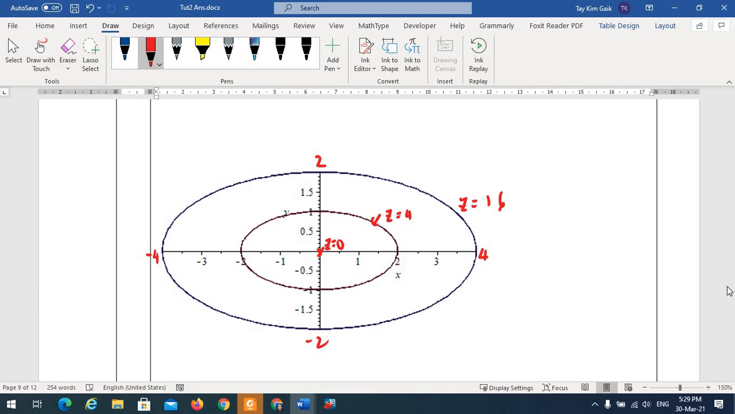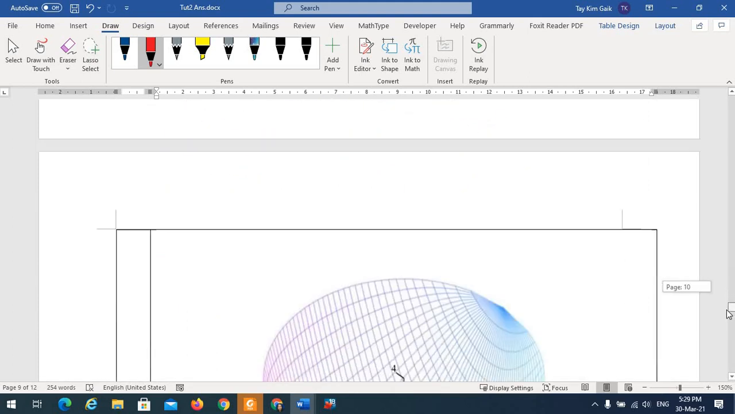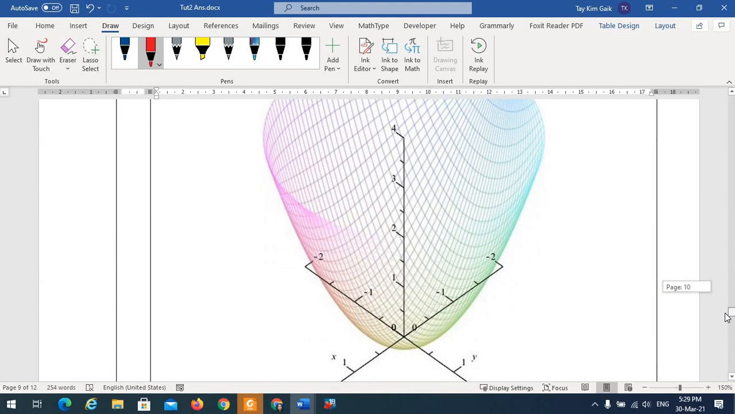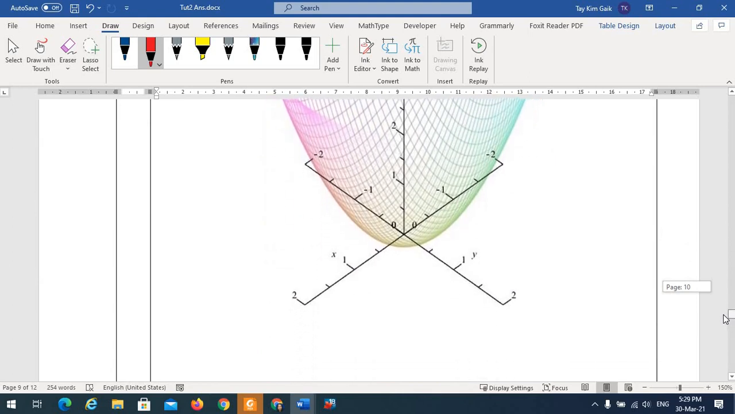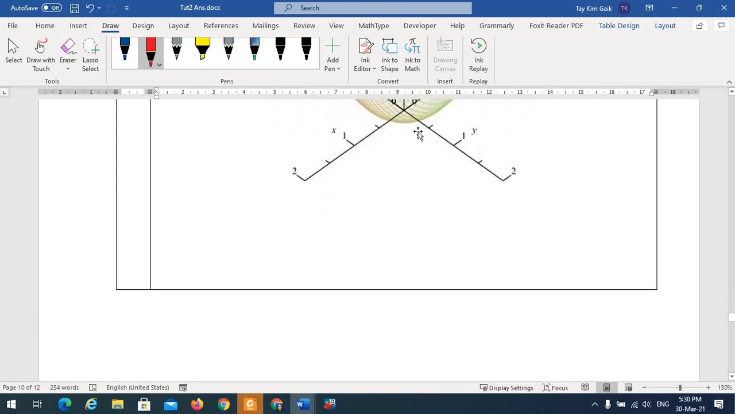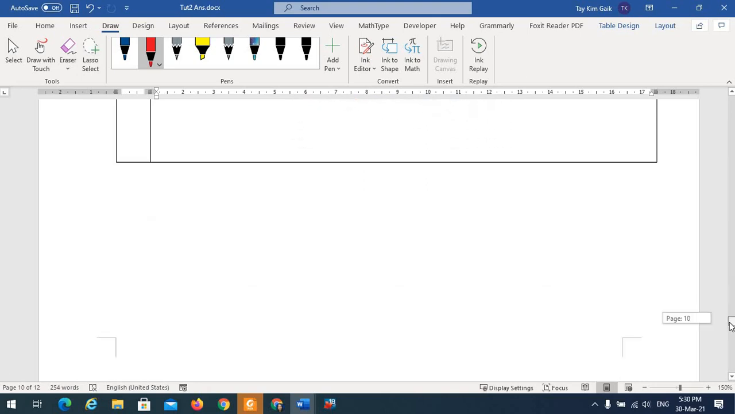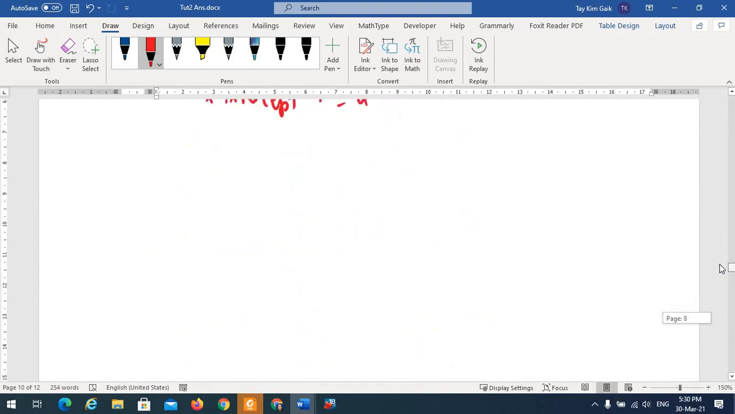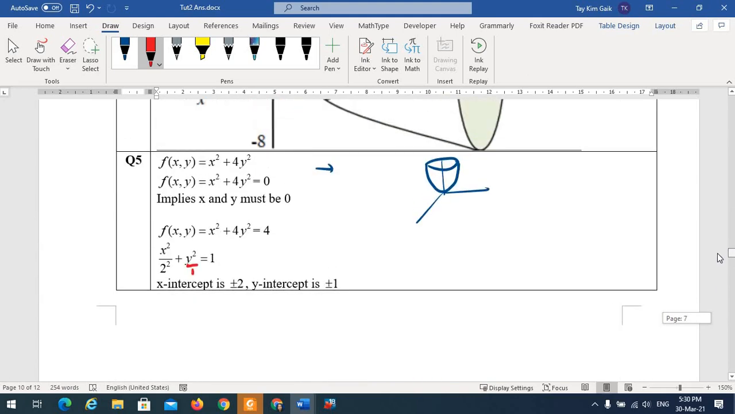So the bigger z is, the bigger the ellipse. So this is a paraboloid, with minimum point x = 0, y = 0, z = 0, and as z increases we have a bigger ellipse there. This one is also okay from the method. So this is question 5.